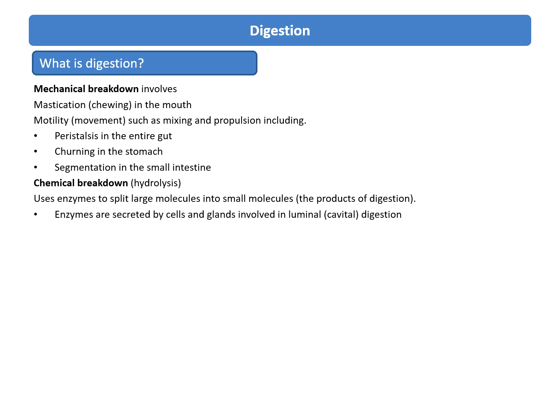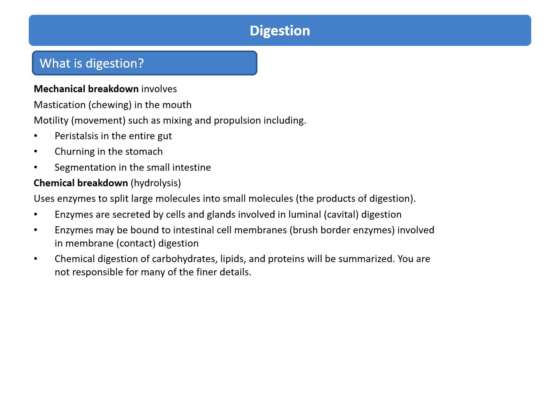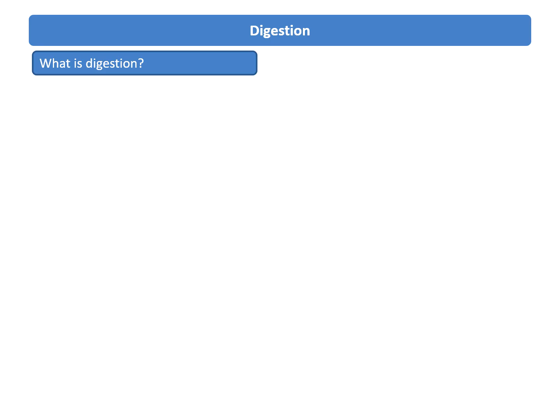Enzymes are secreted by cells and glands involved in luminal or cavital digestion. Enzymes may be bound to the intestinal wall, to the membranes. These are referred to as brush border enzymes. They're involved in membrane or contact digestion. Chemical digestion of carbohydrates, lipids, and proteins will be summarized. You're not responsible for many of the finer details.